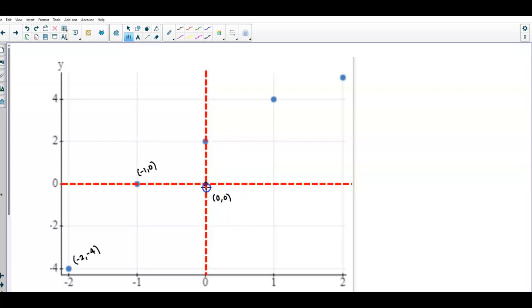This point here, we're starting at 0 and then going up 2. So this is 0 and then 2. And then at this point here, we're going to move over 1, and then we're going to go up 4. So therefore, this is 1 and then 4. And then this point over here, we're going to move over 2 units and then up 5. And so therefore, that represents 2, 5.